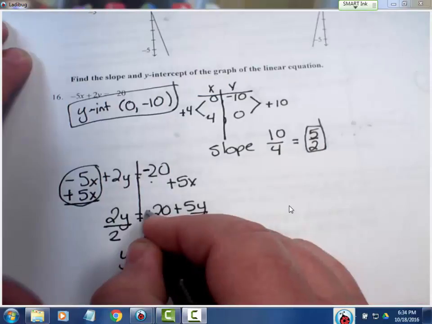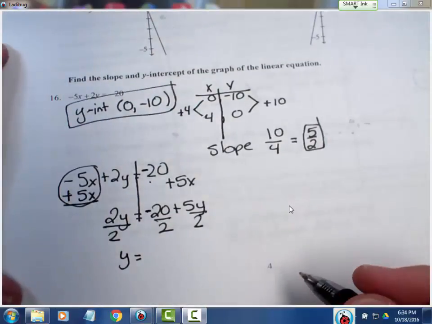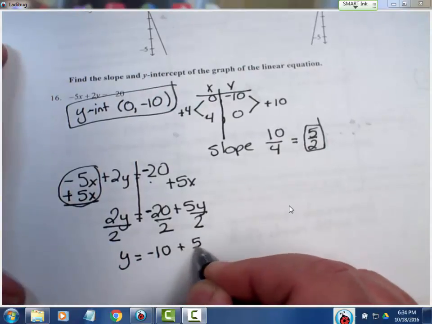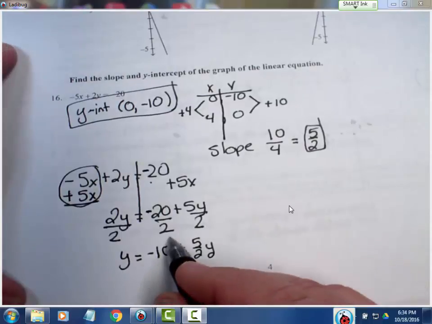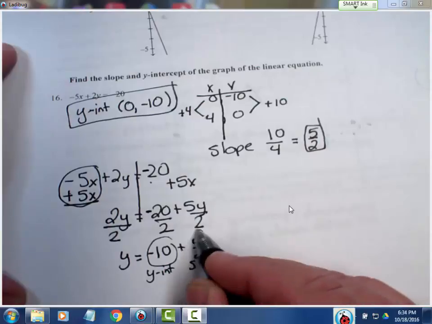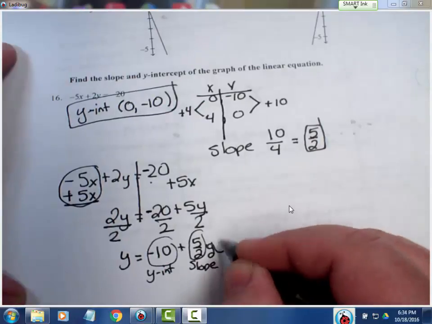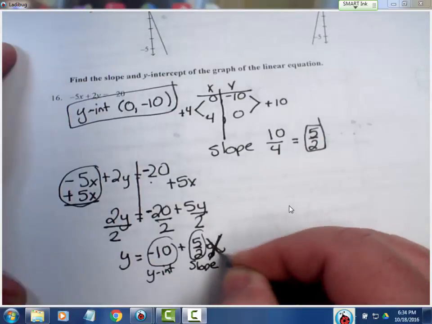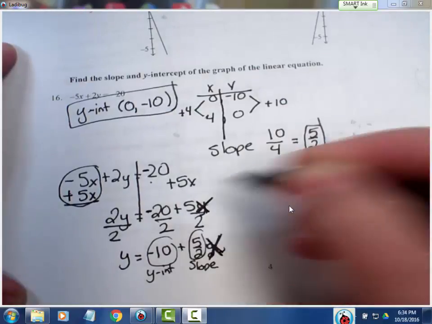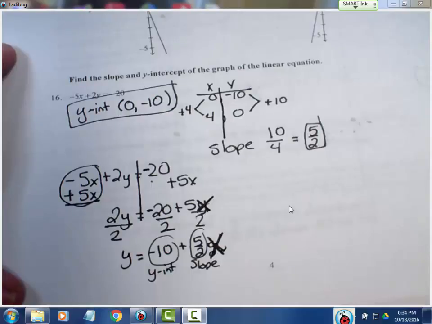So I get negative 20 divided by 2. I'll mark through it on my paper. Sorry about that. Okay, so I get negative 10 plus 5 over 2 y, which there's my y-intercept. There's my slope. I wrote y. I'm so silly. That should be an x. Oh my goodness gracious. You might want to look at that one really carefully before you commit to it.